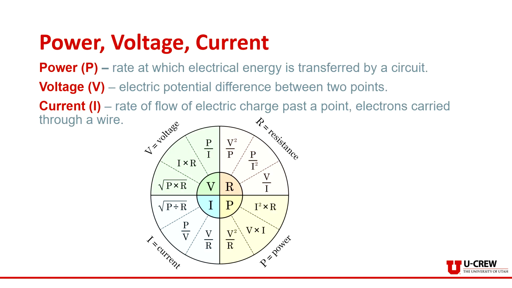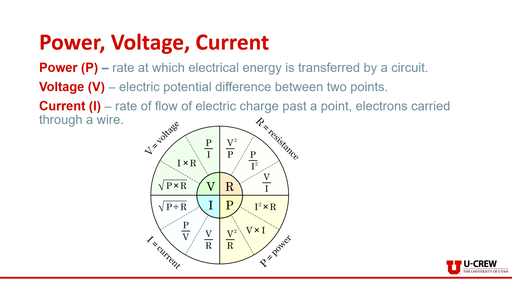Hopefully most of this will be a review from physics, but just in case it's not. Power is the rate at which electrical energy is transferred by a circuit. Voltage is the electrical potential difference between 2 points, and current is the flow rate of charge past a particular point. Or in other words, it is the amount of electrons carried through a wire.